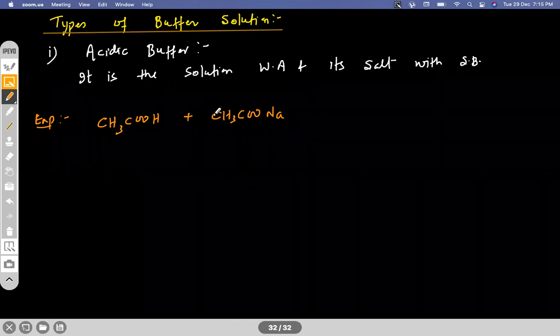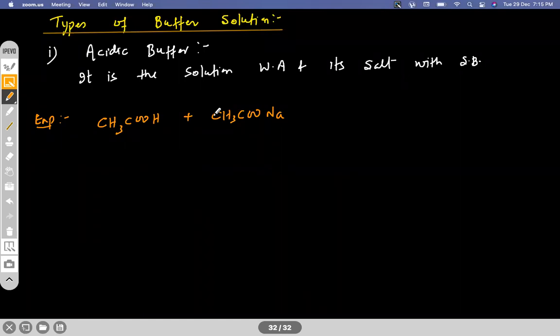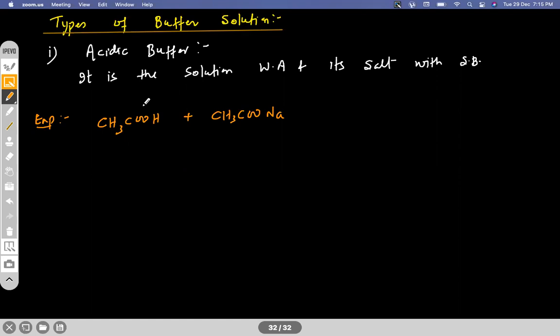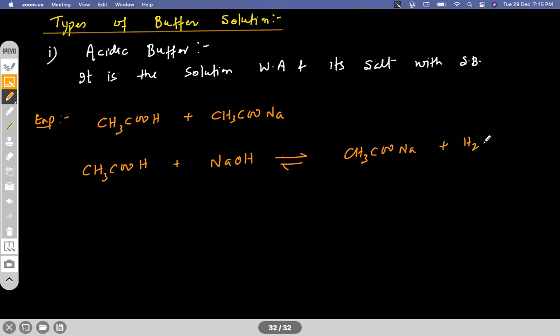Listen to me very carefully, all of you. Here you will understand why in salt hydrolysis we are taking equal equivalents. How do we get this mixture? We can get it if you take a weak acid, say CH3COOH, and a strong base, say NaOH. This reaction forms a salt, CH3COONa, and water, H2O. You need to take the acid CH3COOH with NaOH. This is the way you should get that combination of CH3COOH and CH3COONa.